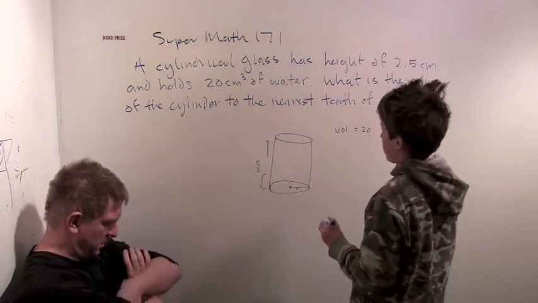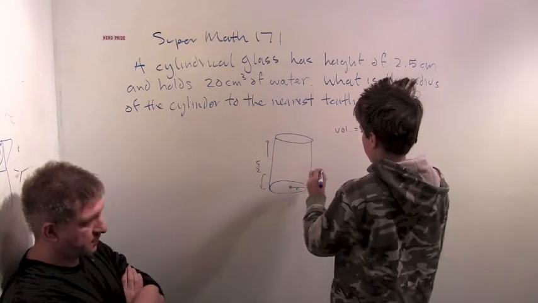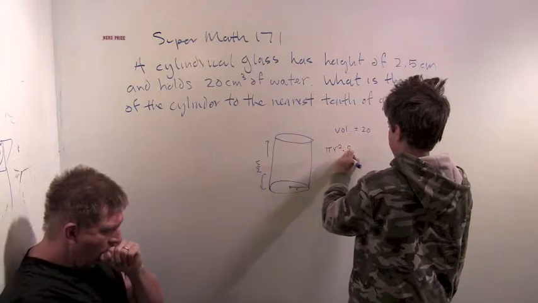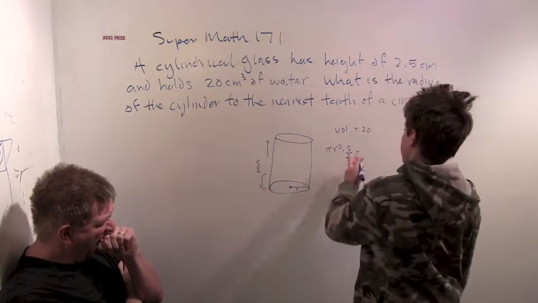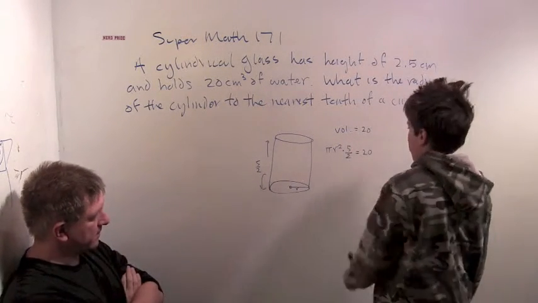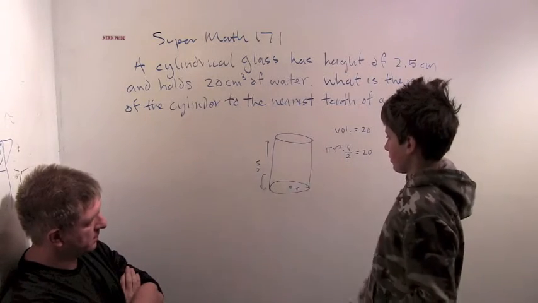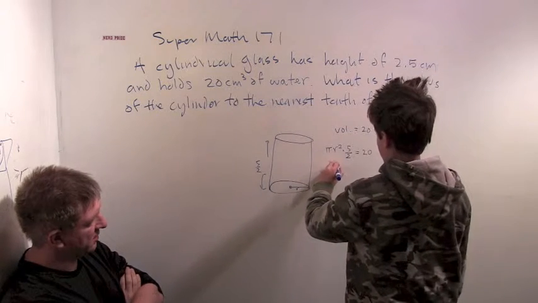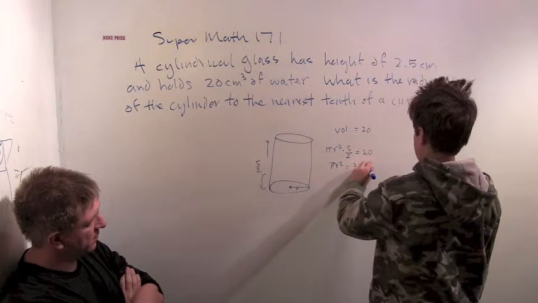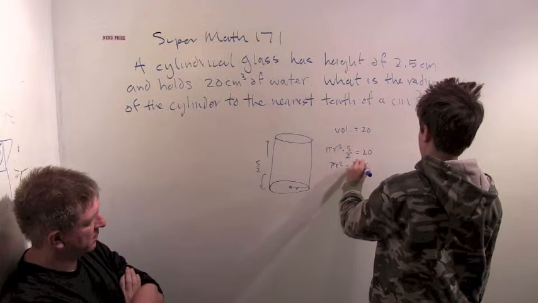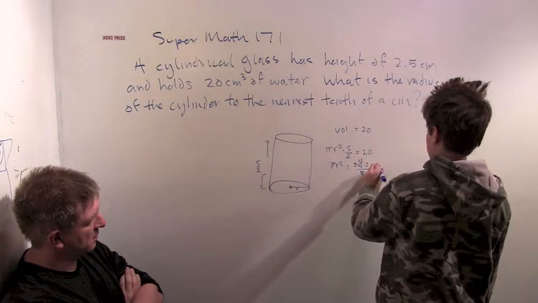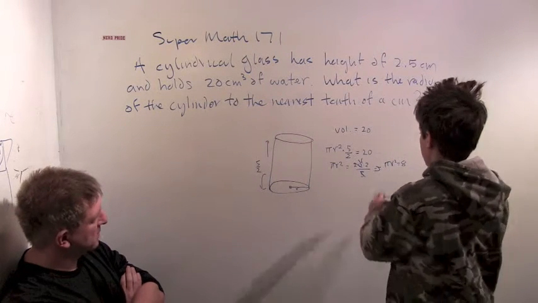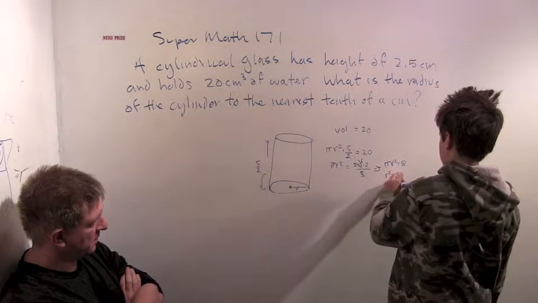Volume's 20. So we know pi r squared times 5 halves equals 20. This is the volume formula for a cylinder. So you can just say pi r squared equals 20 times 2 over 5, which is pi r squared is 8. So r squared is 8 over pi.